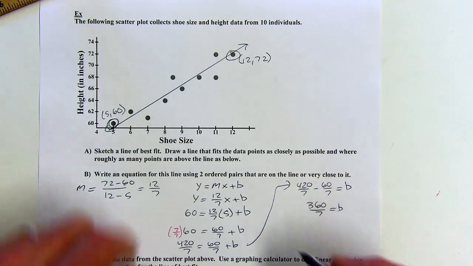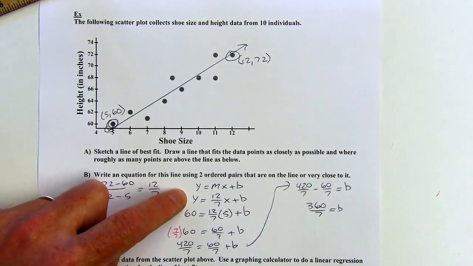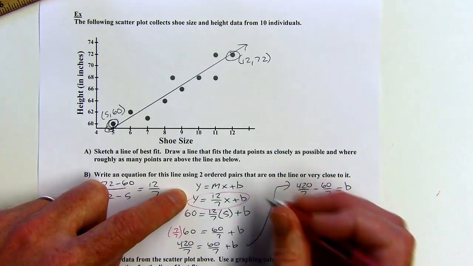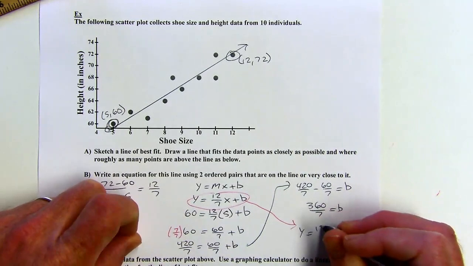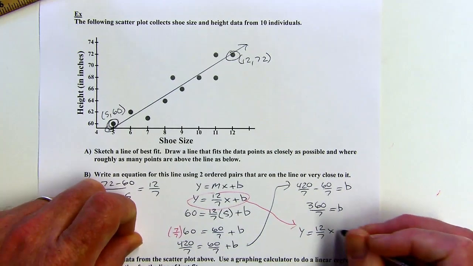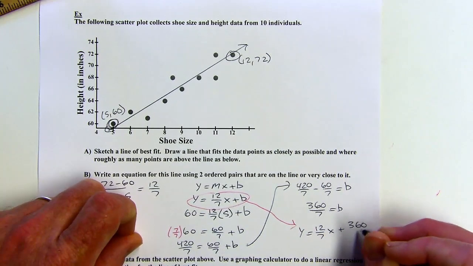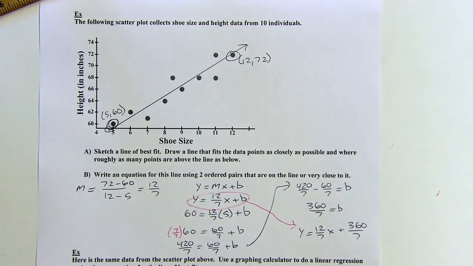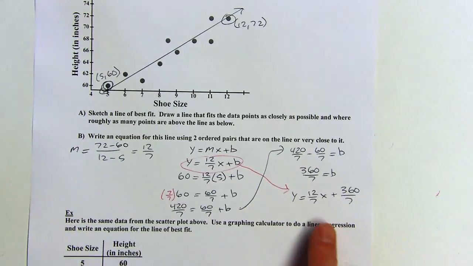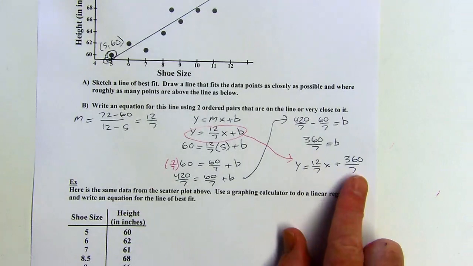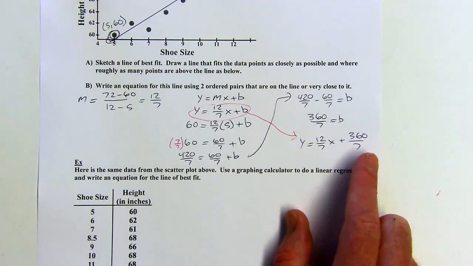So my equation now, I can write it. I'm just using this, except now I found the b, right? So now I can say y equals 12/7 x plus 360/7. Okay? Depending on which ordered pair you used or how you drew your line of fit, you might get an answer that's slightly different. You could also use decimals here. I would leave your slope as a fraction, but maybe you want to write your y-intercept as a decimal.